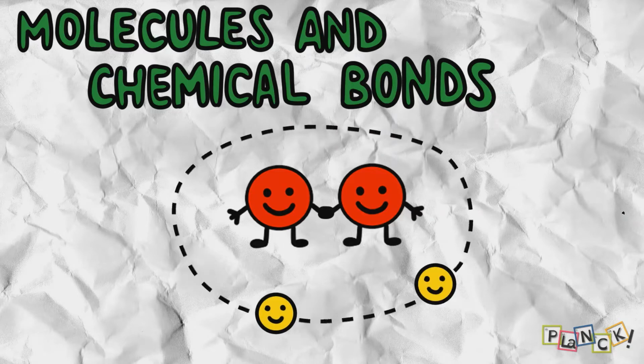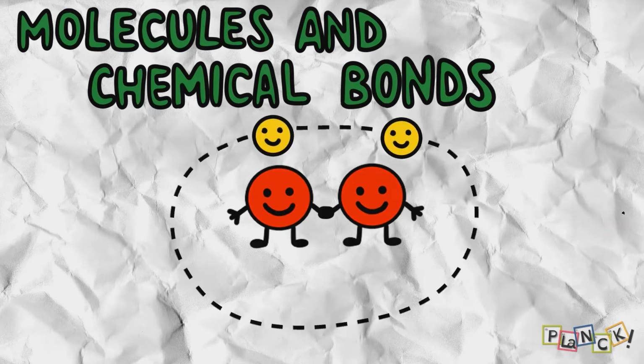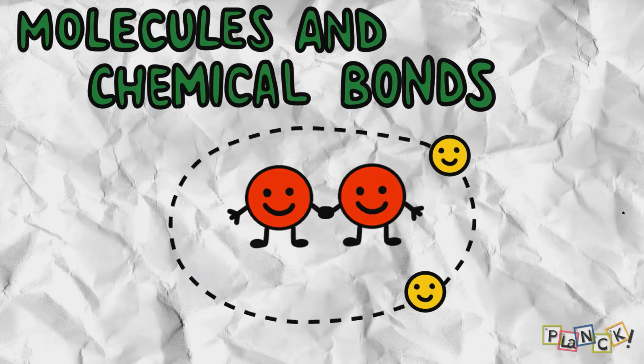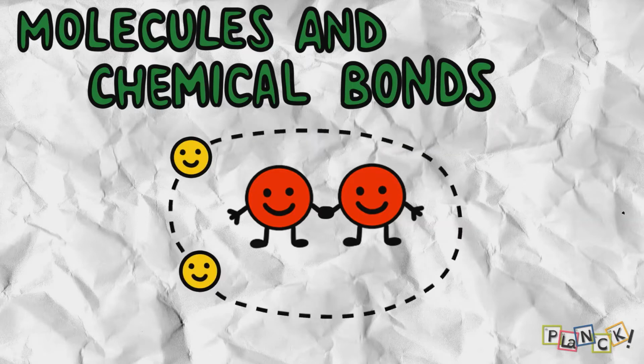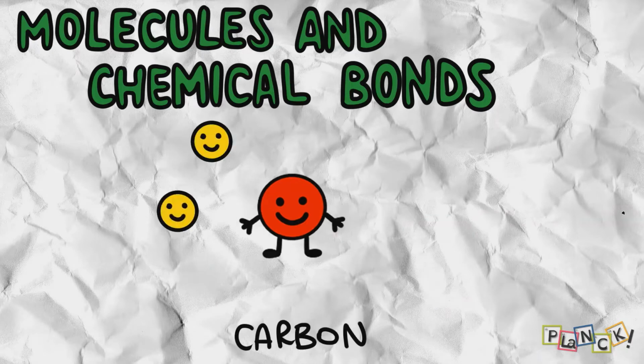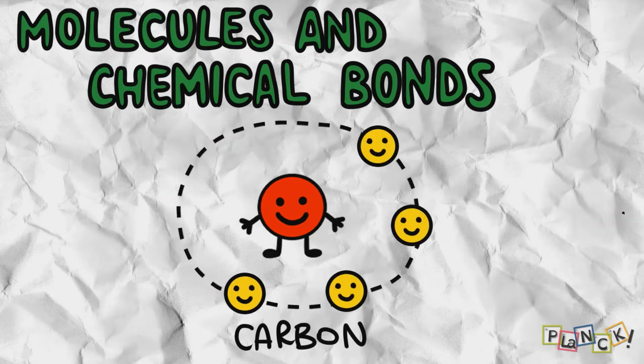The strength of chemical bonds is not always the same, but depends on the atoms involved. Moreover, there are some atoms that can create only one bond, and other atoms that can create more bonds. For example, carbon can create up to 4 bonds.